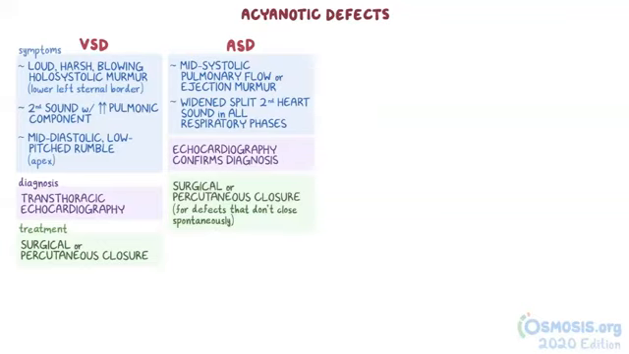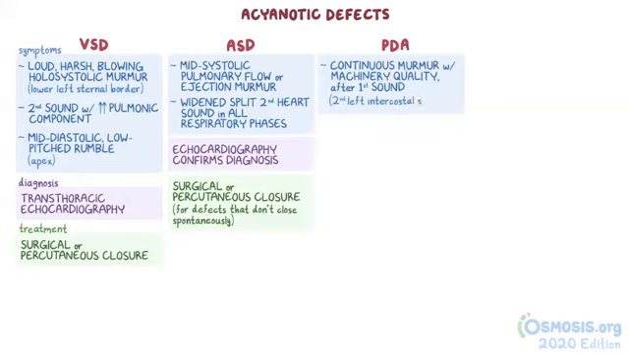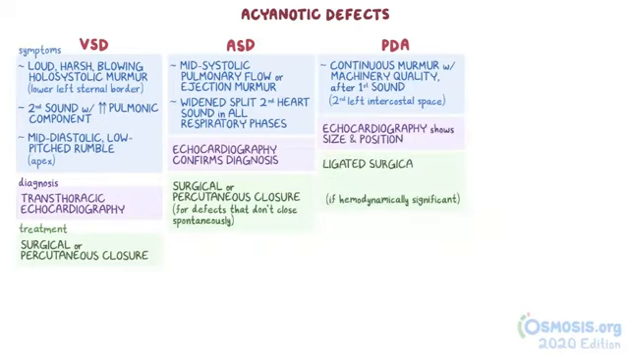In patent ductus arteriosus, the classic continuous murmur is machine-like in quality. It begins soon after onset of the first sound and is usually located at the second left intercostal space. Echocardiography can show the size and position of the duct, and if the PDA is hemodynamically significant, it should be ligated surgically or occluded percutaneously.